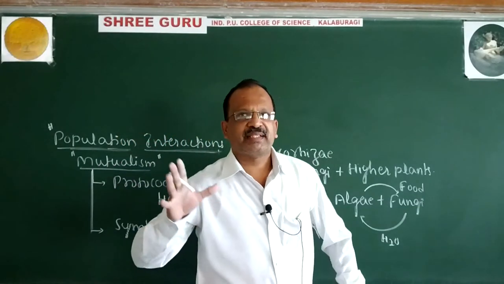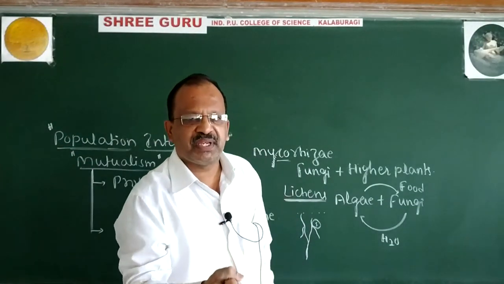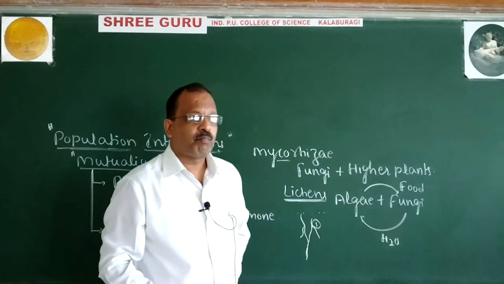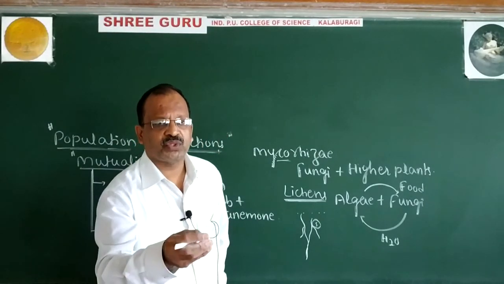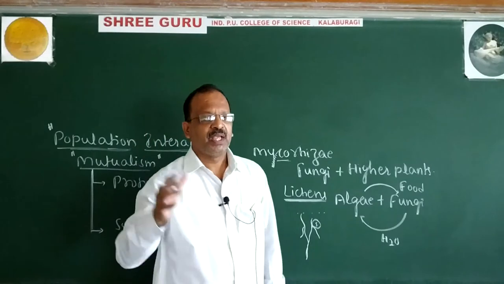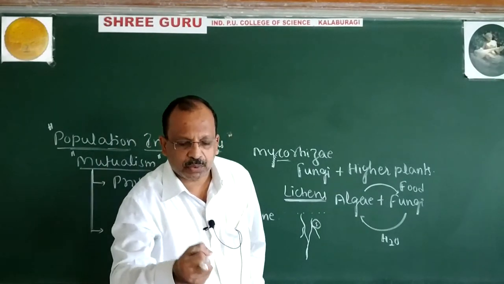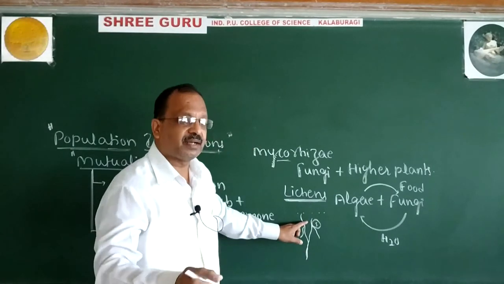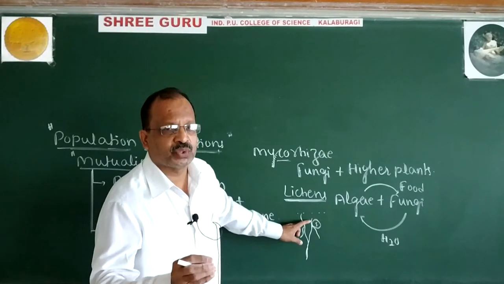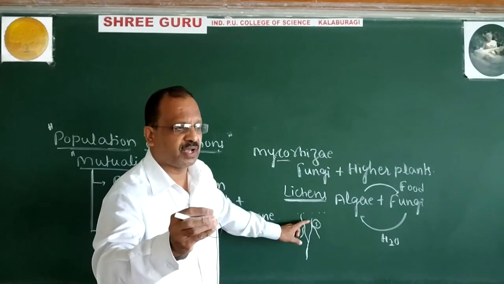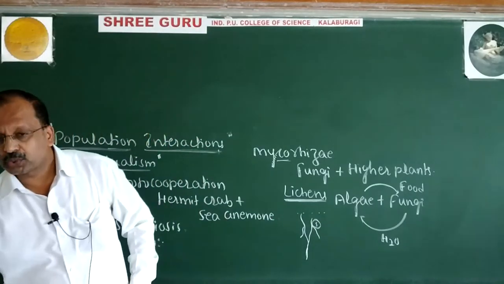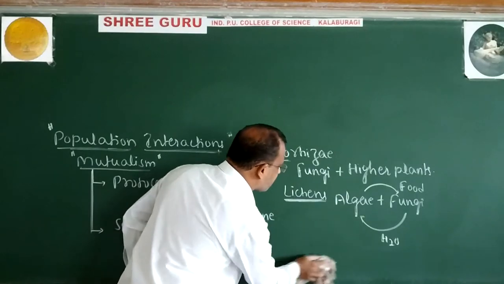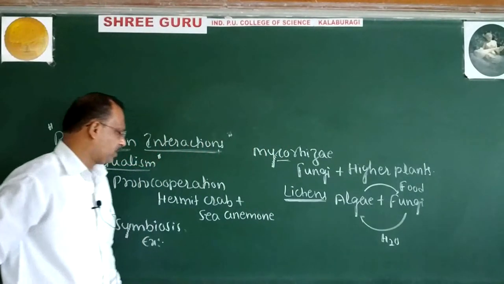Rhizobium bacteria has the capacity to fix the free atmospheric nitrogen, and it will supply nitrogen to the plants. In turn, plant will supply carbohydrate as a source of energy or as a source of food. But this example you should not quote here. In second year, don't quote this example because they have put forward many interesting examples.